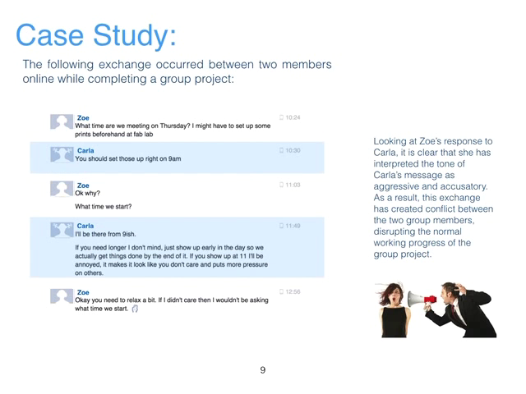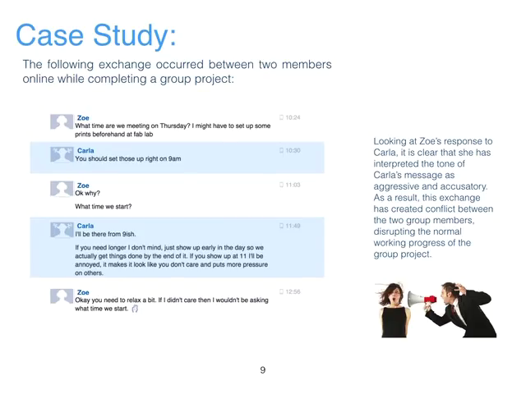The following conversation occurred between 2 members online while completing a group project. Looking at Zoe's response to Carla, it is clear that she has interpreted the tone of Carla's message as aggressive and accusatory. As a result, this exchange has created conflict between the two, disrupting the normal working progress of the group project. To resolve this conflict, basic fundamentals of the Morton-Deutsch cooperation model and the Roger Fisher and William Ury principled negotiation can be applied.